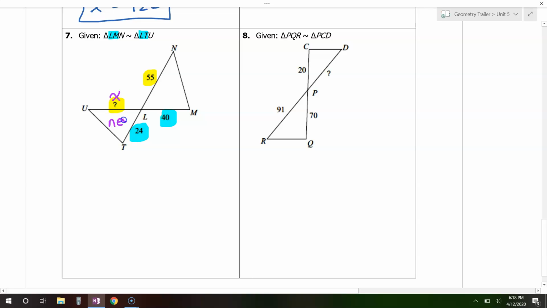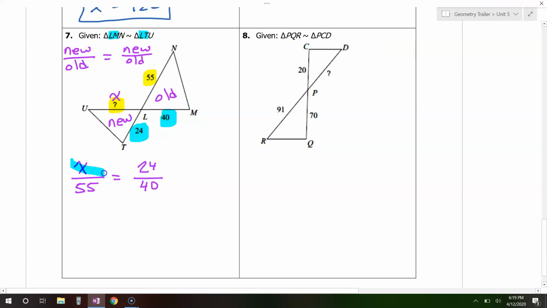let's label the triangles as new and old. So we can keep track when we set up our proportion as, you guessed it, new over old equals new over old. Feel like we've done the same problem 7 times in a row. All right, so looking at the yellows, new over old will be x over 55. Looking at the blues, new over old will be 24 over 40.